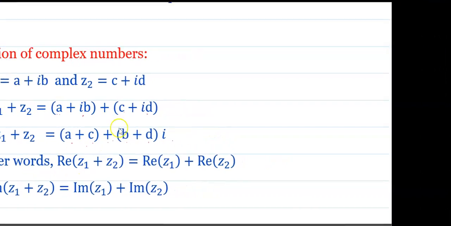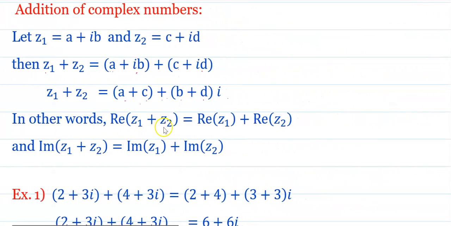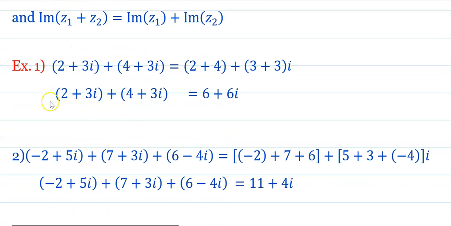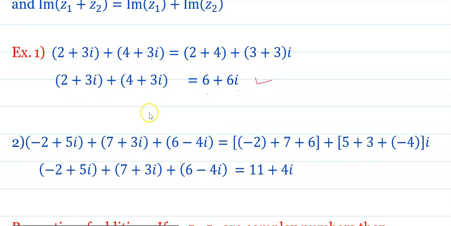Okay, in other words, real part of z1 plus z2 is nothing but real part of z1 plus real part of z2, and imaginary part of z1 plus z2 is nothing but imaginary part of z1 plus imaginary part of z2. See this one more example, 2 plus 3i plus 4 plus 3i, and this equals to real parts 2 and 4 addition, 2 plus 4, that is 6. Imaginary part 3i and 3i, okay, 3 plus 3, that is 6i, and this is the addition of the two complex numbers. Add the real parts, then add the imaginary parts.